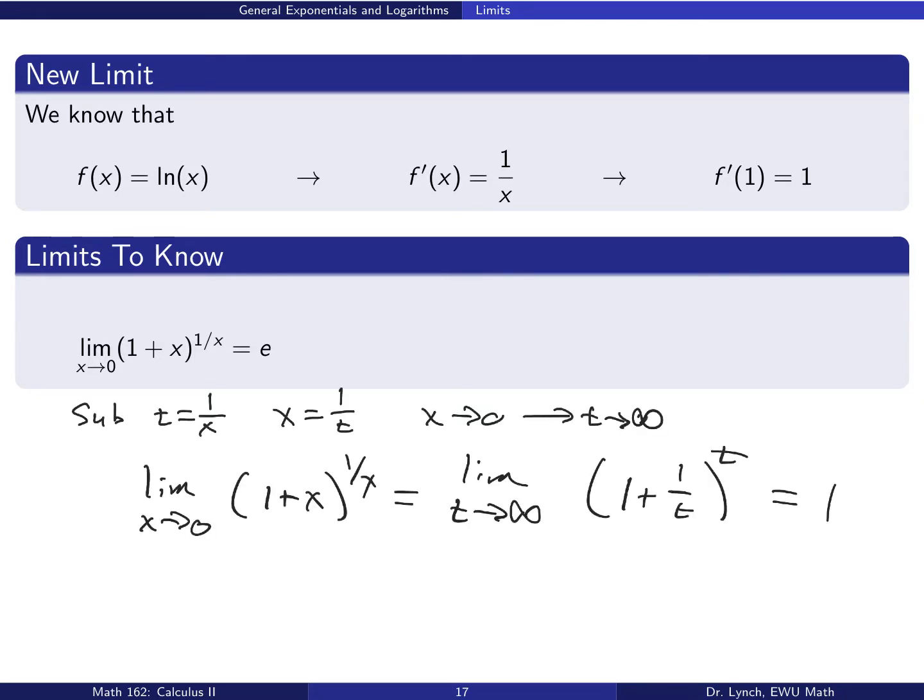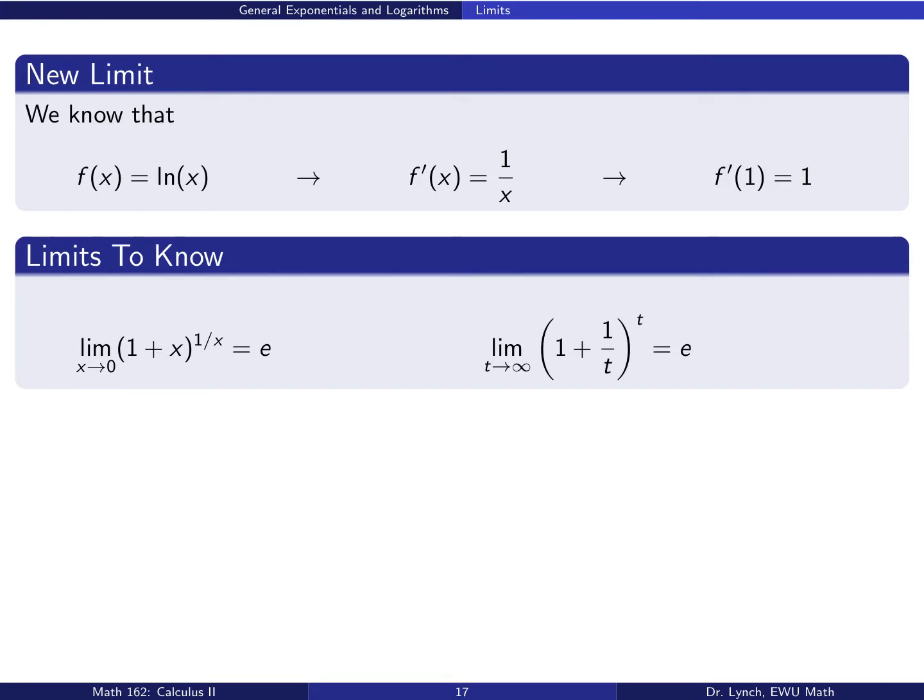So here we've used the substitution t equals 1 over x, or equivalently, x equals 1 over t. We can see that in t world, that limit can be expressed as the limit as t goes to infinity of 1 plus 1 over t to the t power, and that limit had better be the same as it was before, which is exactly e. So here's the second limit to know, the first one really written the different way. The limit as t goes to infinity of 1 plus 1 over t to the t power is equal to e. So we can manipulate limits using these new limits.